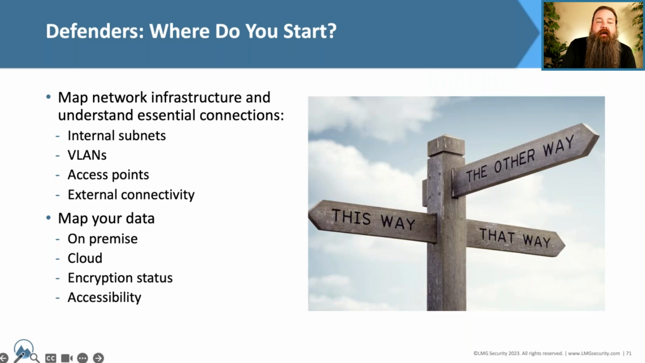We want to understand our internal subnets. We want to know what kind of VLANs we have available. We want to know where our access points are. And we want to know what's going to connect externally from the network out to the big bad public internet. We also want to make sure we understand where our data is. So we want to know where our on-premise data is stored and the condition it's in. Is it encrypted? We want to know our cloud data, encryption status, and a lot more.